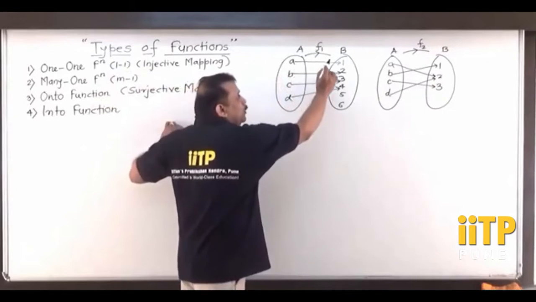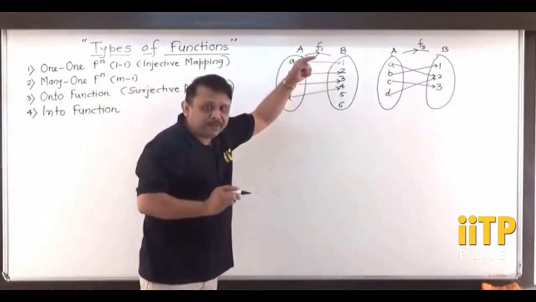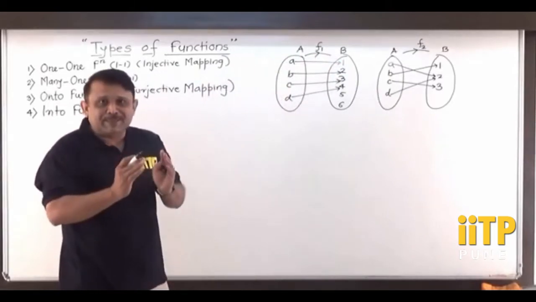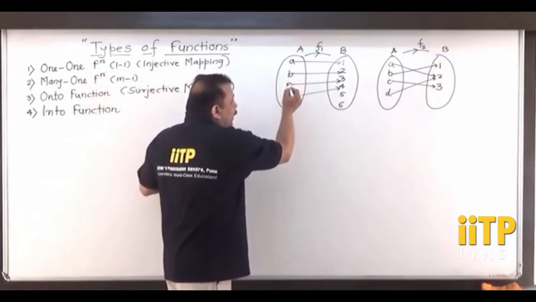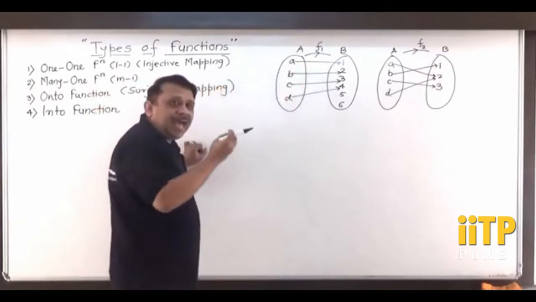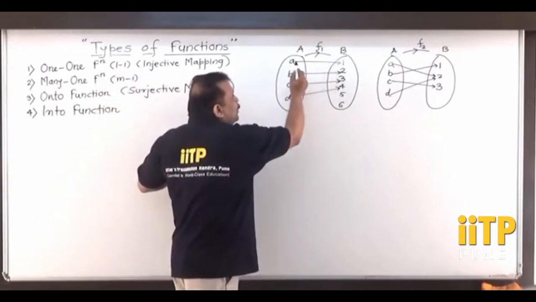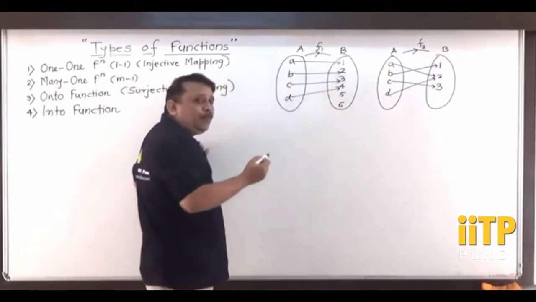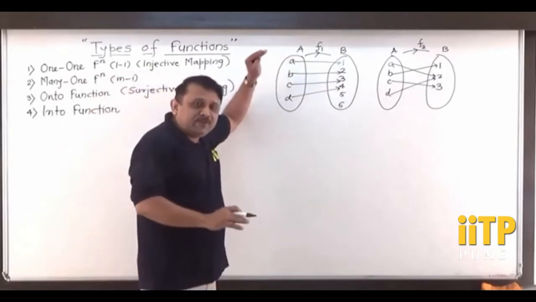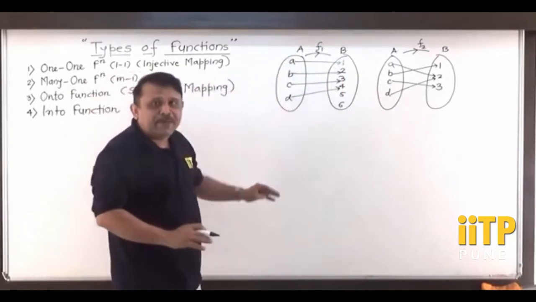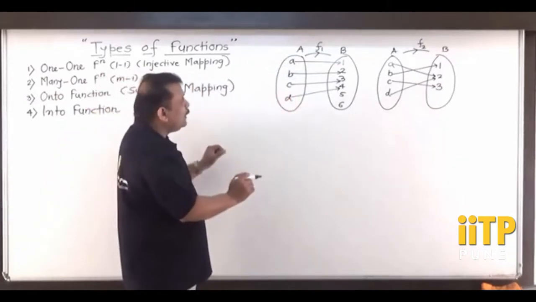Once a is related with 1, no other element will get related with 1. This is the concept of what? 1-1 function. So every member of the set A has a unique image. So if 1 is the image of a, 1 cannot be the image of any other element of capital A. If this happens for all these elements, we say that the function is 1-1. So there is a 1-1 correspondence.